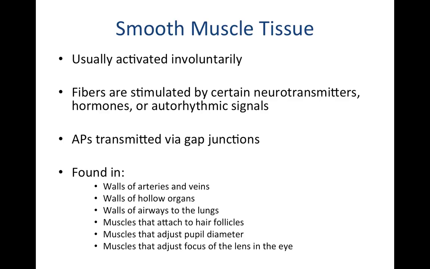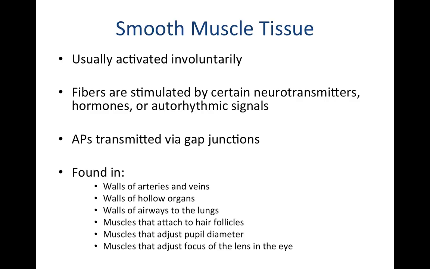Fibers are stimulated by certain neurotransmitters, so that is familiar. Usually this is going to be norepinephrine or acetylcholine. Hormones can stimulate smooth muscle, or autorhythmic signals, for example, in the digestive system, helping to move food along. Action potentials are still transmitted through gap junctions.